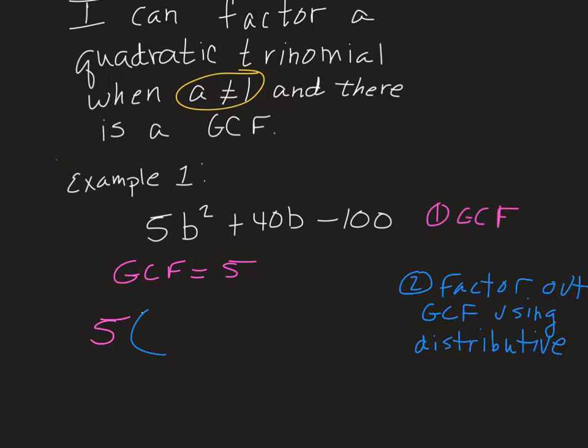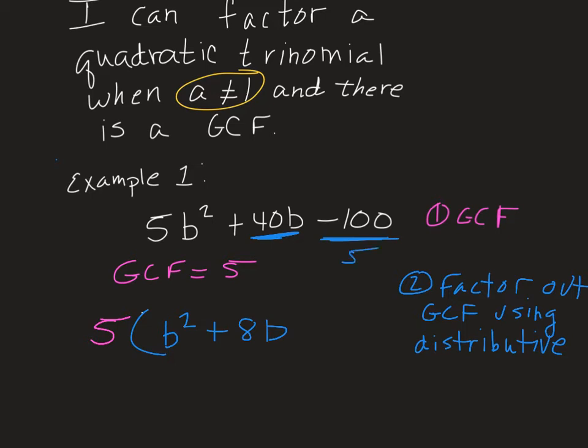So if we had a 5b squared and we factored out the 5, then all we're going to have left is the b squared. Here we had a 40b, 40 divided by 5, because we factored out the 5. So 40 divided by 5 means that we're going to have 8b left over, because remember when we're factoring, we're technically dividing. Then I look at this 100.